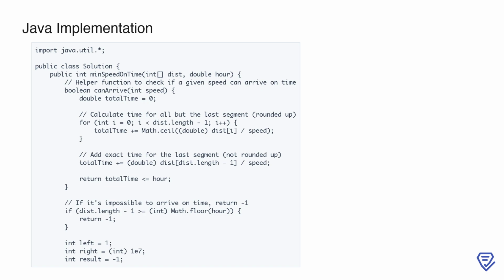Additionally, we handle an edge case. If the number of segments - 1 is greater than or equal to the integer part of hour, it means it's impossible to reach the destination on time, so we immediately return -1. Finally, we initialize variables for binary search, left as 1, right as a very large number representing the upper bound of speed, and result to store the final answer.